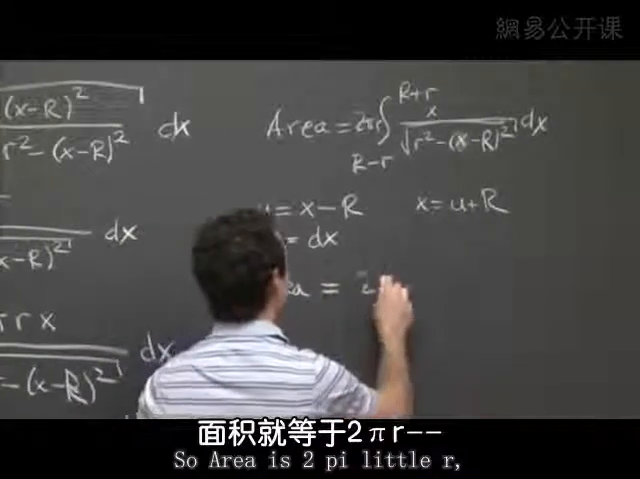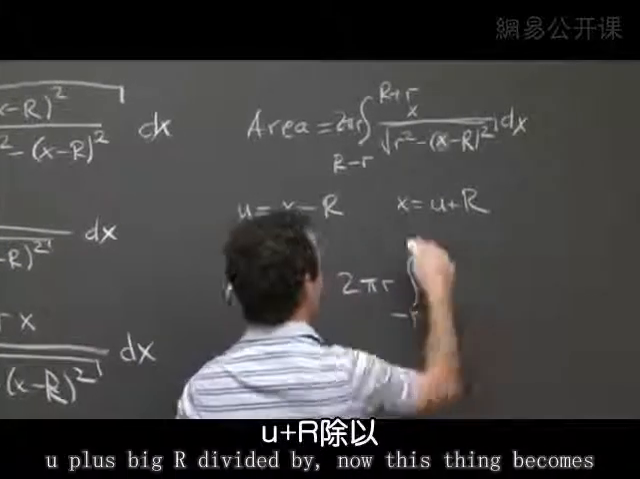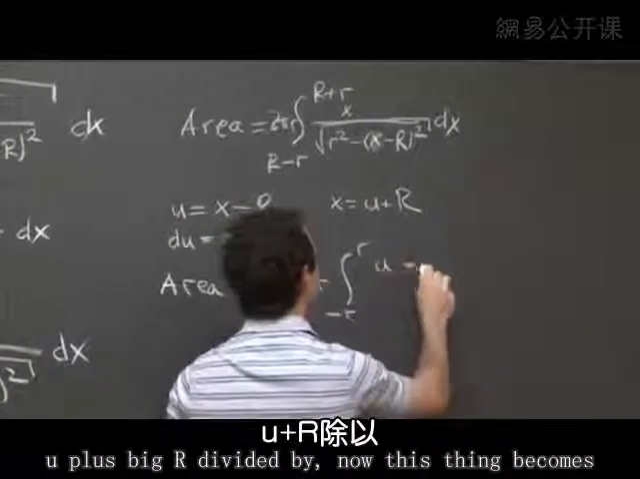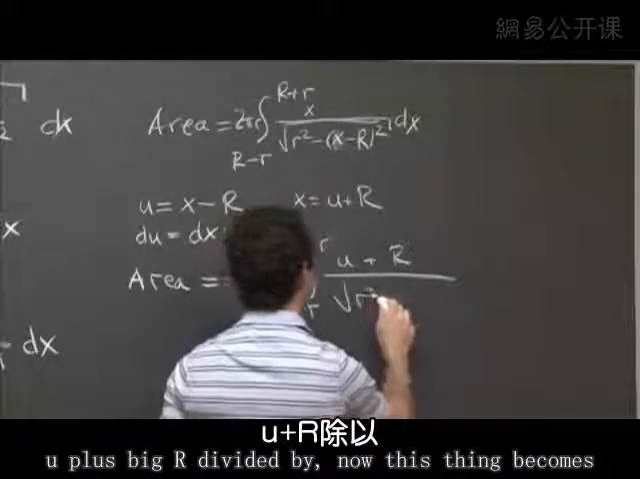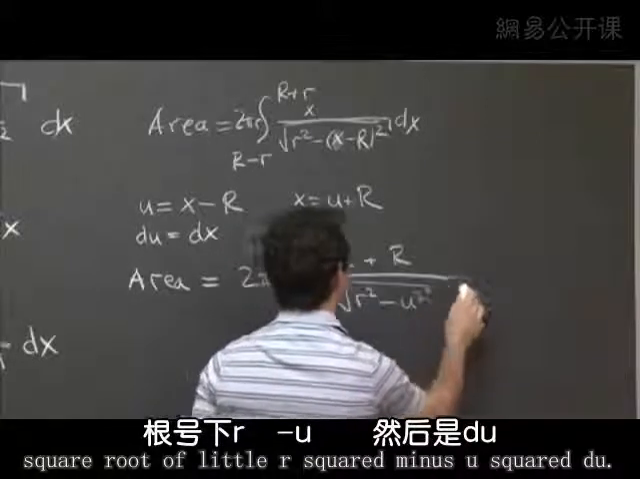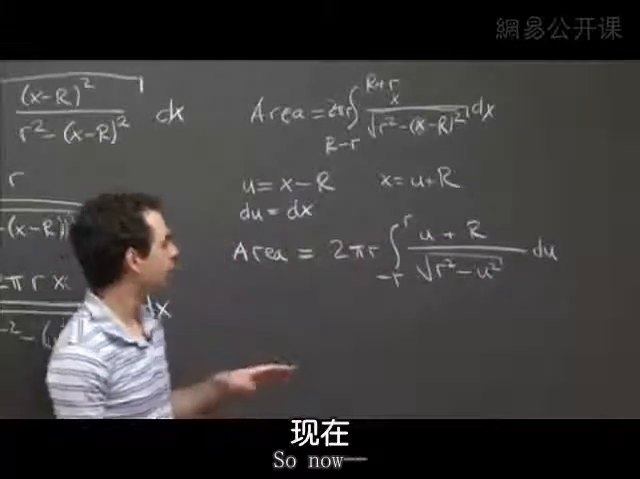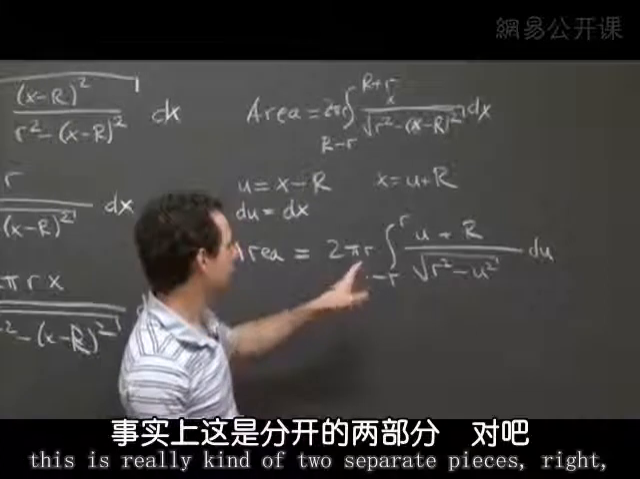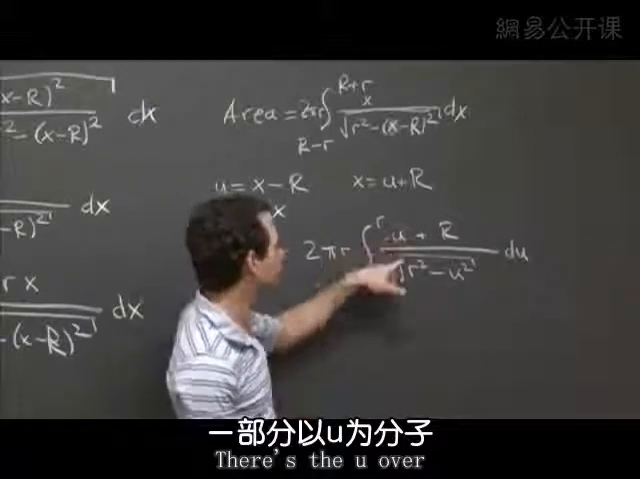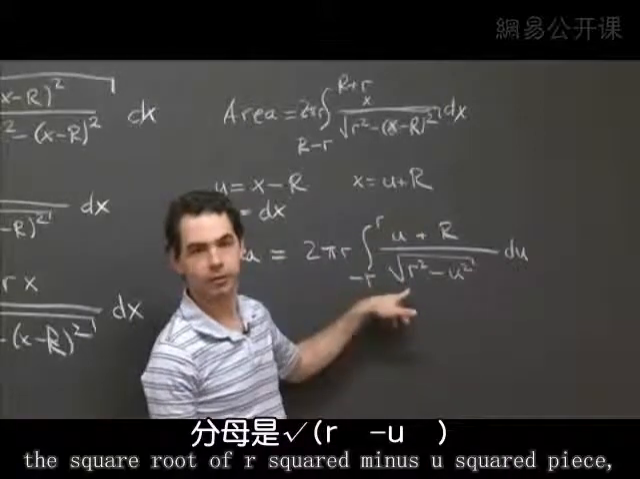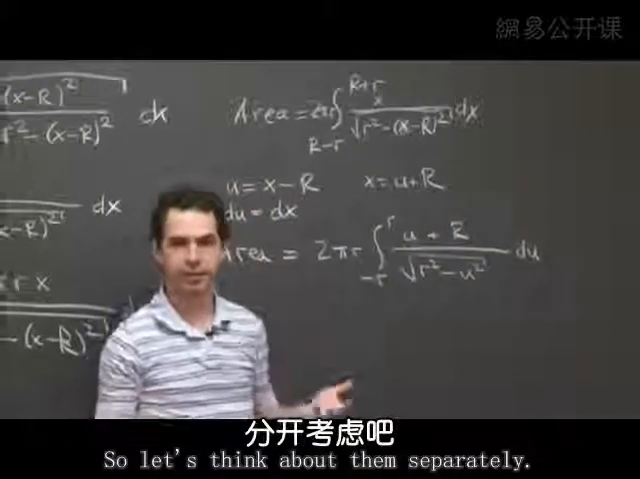So area is 2 pi little r integral from minus little r to plus little r. So x is u plus big R divided by, now this thing becomes the square root of little r squared minus u squared, du. OK, all right. So now this is really kind of two separate pieces, for purposes of difficulty of integrating. There's the u over the square root of r squared minus u squared piece, and there's the big R over the square root of r squared minus u squared piece. So let's think about them separately.